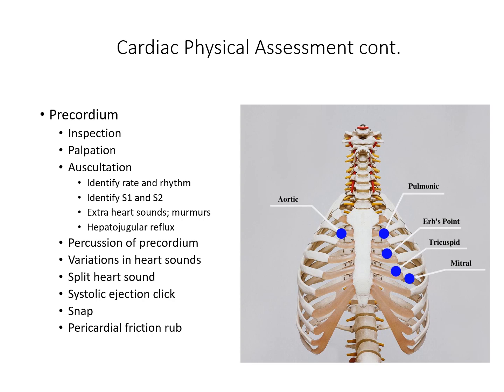Next, we're palpating. We're locating the point of maximal impulse. Normally, this is at the fifth intercostal space at the midclavicular line. Again, here we are feeling for any heaves or lifts, and we are also feeling for thrills or that vibration.